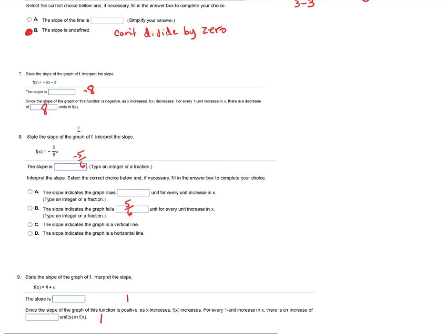Number 7, all right, we're back to looking at a line equation. F of x equals negative 8x minus 3. The slope is negative 8. And so what that's saying, since the slope of the graph is negative, as x increases, f of x decreases. For every 1 unit increase in x, there is a decrease of 8 units here. Now you want to remember, you're not going to put a negative 8 here because this word decrease takes care of that. So it's a decrease of 8 units.